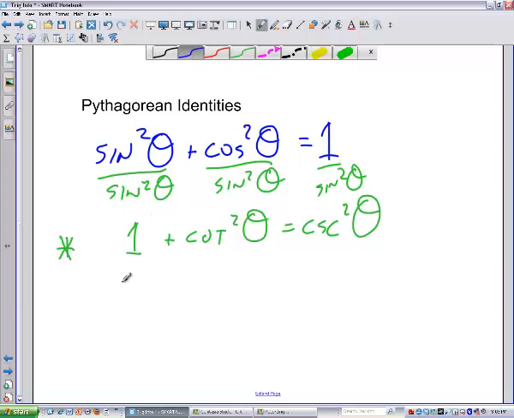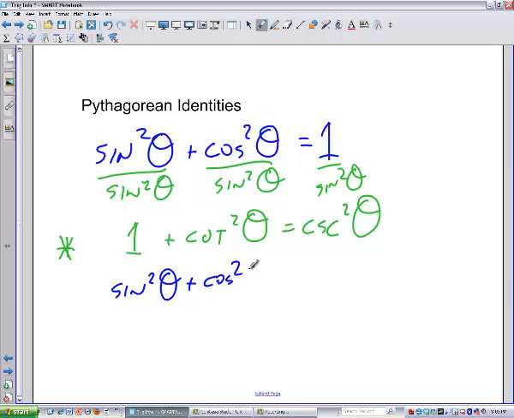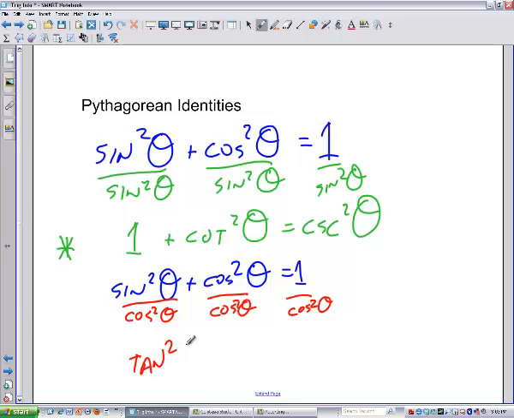To get the third one, we start with sine squared plus cosine squared equals 1. This time I'll go through and I'll divide by cosine squared, theta to make it official. Okay, when I do this, sine over cosine is tangent. So sine squared over cosine squared is tangent squared theta, cosine squared over cosine squared is 1, 1 over the cosine squared is secant squared. Okay, so we've got 3 Pythagorean identities for the price of 1.